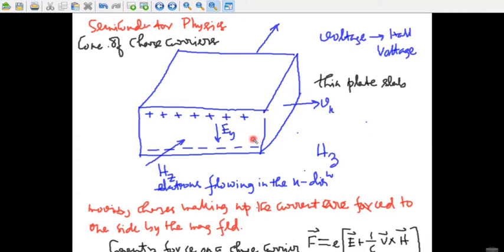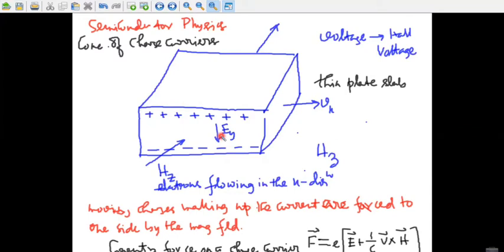So this figure suggests that the electrons flowing in the x direction in the presence of the magnetic field Hz are deflected towards the lower face of the specimen, which then charges up until the resulting electric field cancels the effect of the magnetic field. This voltage is called the Hall voltage, and it is developed because the moving charges making up the current are forced to one side by the magnetic field.